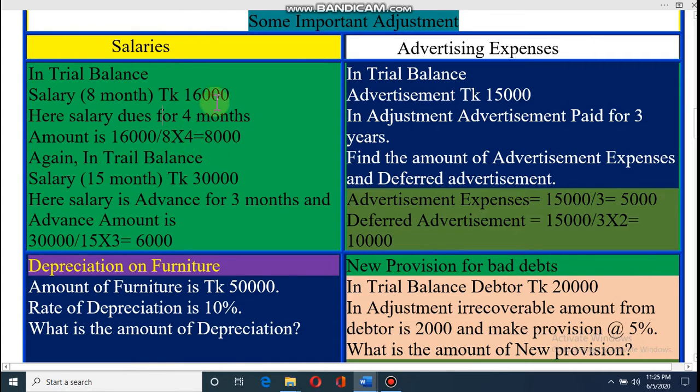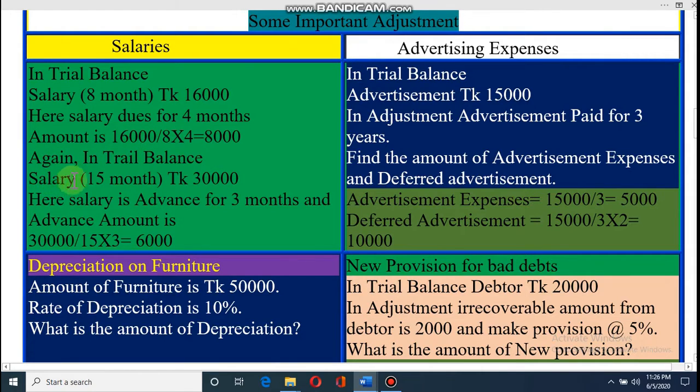Again I am telling you, 16,000 is given for 8 months. So what will be the per month? 16,000 divided by 8 is 2,000. 2,000 into 4 is 8,000. So the due salary is 8,000. And you know that any expense due will be added with the concerned expense in the income statement. Dear student, now another problem.